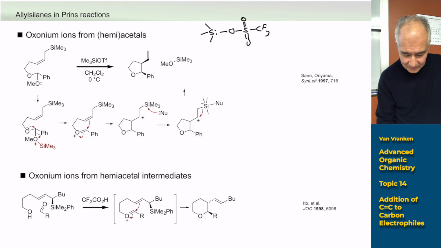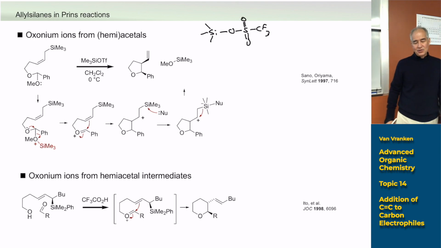Once this group comes off, the triflate is just going to float around and not do anything. So yes, silicon loves oxygen. It just doesn't like that triflate oxygen. So this TMS triflate is going to silylate. It'll silylate here, and then the silicon will pop off.